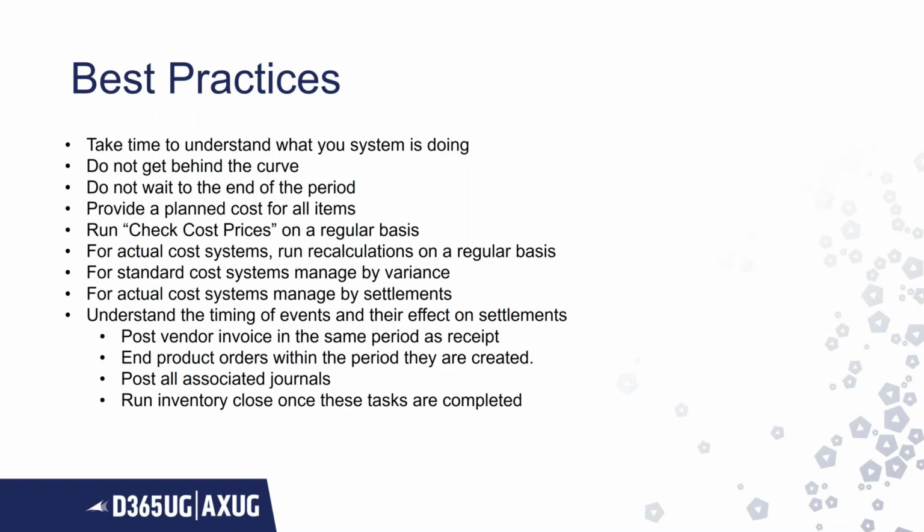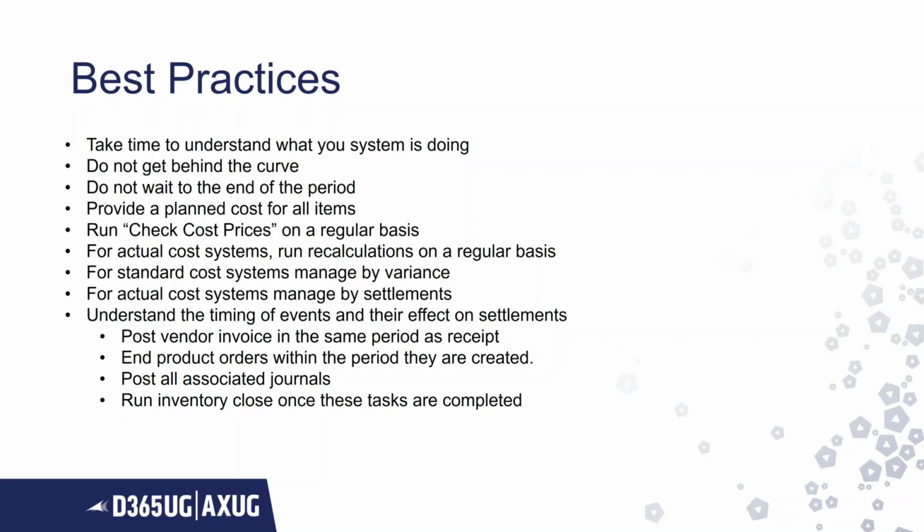So run these reports and make sure you have a planned cost. The reason you have a planned cost is that, in absence of a regular cost, it will use that. And it also provides a check, more or less an audit, when you run the check cost prices on a regular basis. So you can then identify those items that were transacted incorrectly.